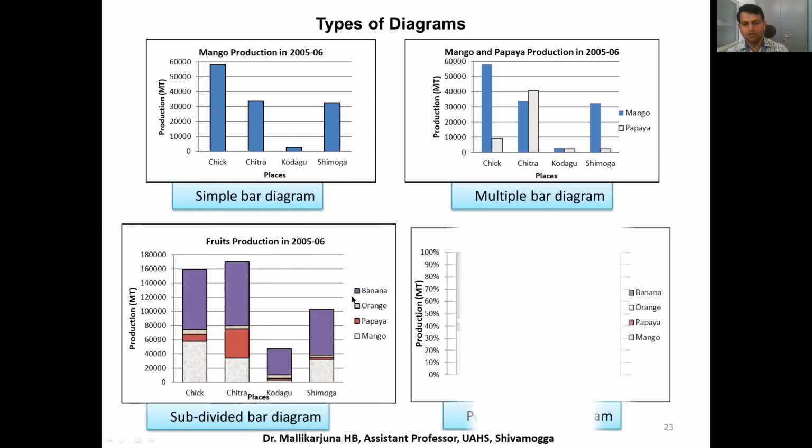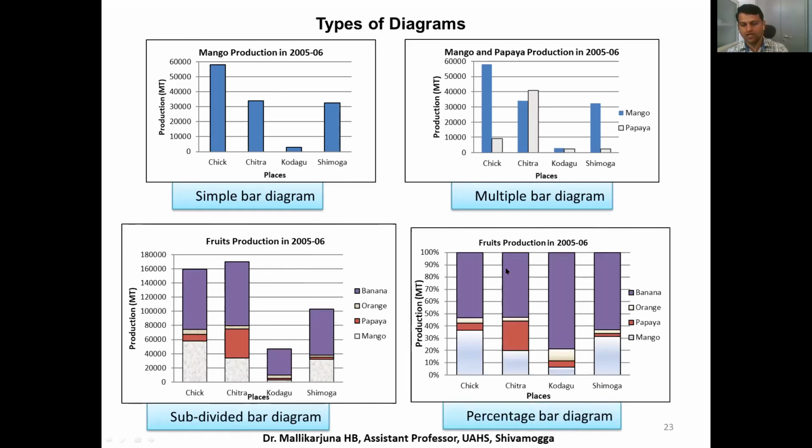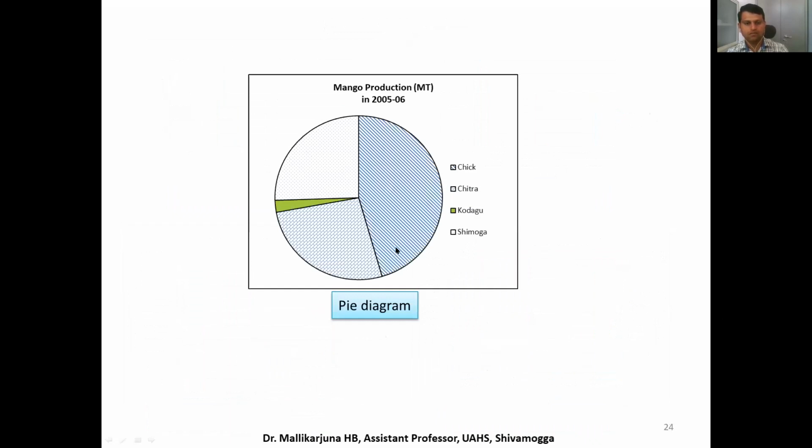From the same table, we can have a percentage bar diagram. Under each attribute, values are converted to 100%, so the maximum is 100 for all the attributes. So a legend we have to use. This is a pie diagram. The sectors are all the values converted to degrees. This is the legend.